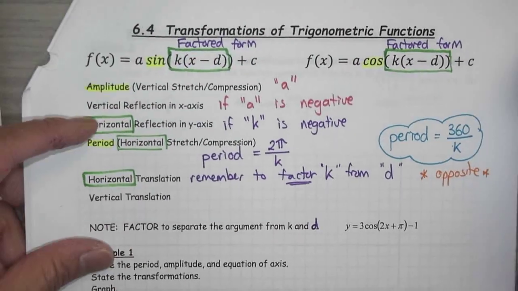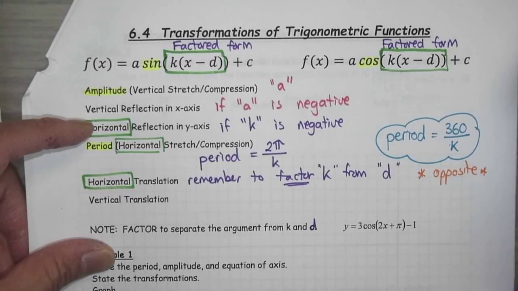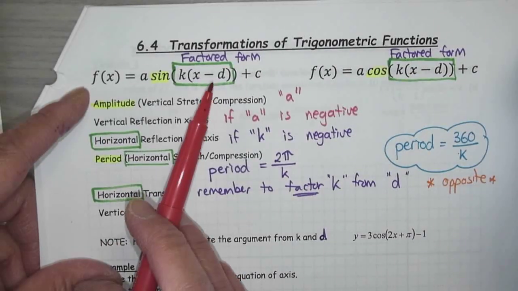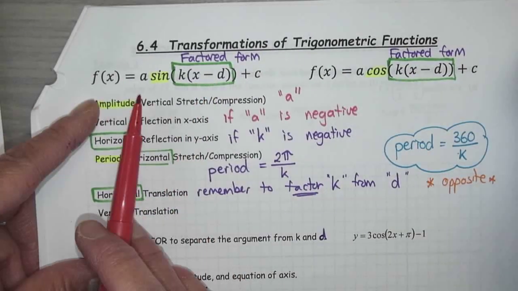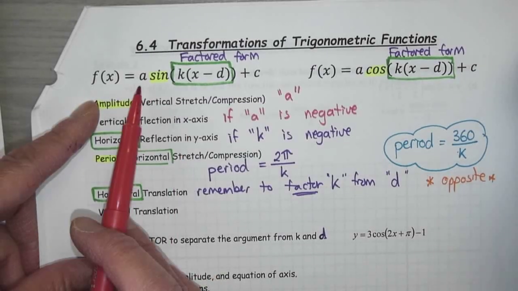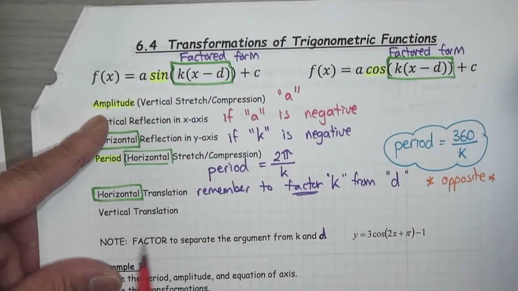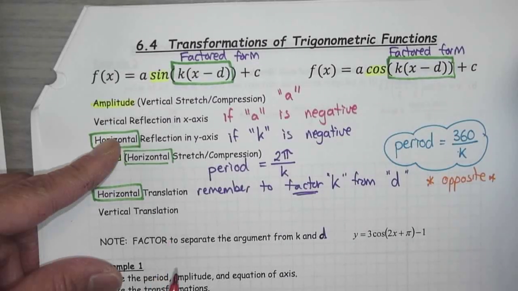Sorry, yes? Are X and D and K in radians or degrees? The only thing that's going to be in radians is this. This is going to be my shift up and down, and my amplitude could be whatever value it is, so it'll be 2, 5, whichever. But yes, the K and the D are in radians. It's the horizontal, the K and the D.